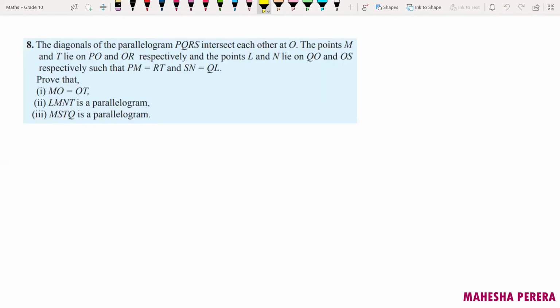Right. Next question. The diagonals of parallelogram PQRS intersect each other at O. The points M, T lie on PO and OR respectively, and the points L and N lie on QO and OS respectively, such that PM equals RT and SN equals QL. Then we need to prove three things.